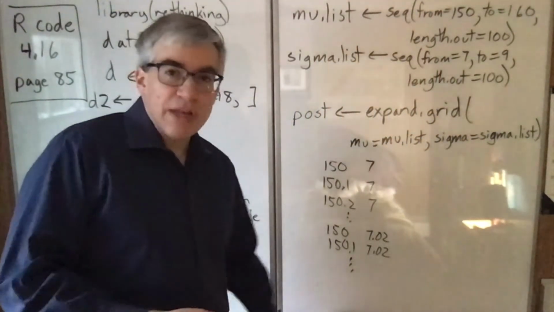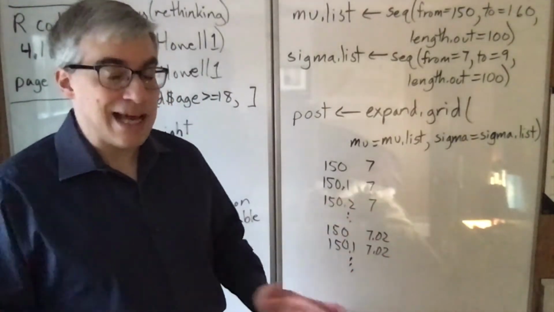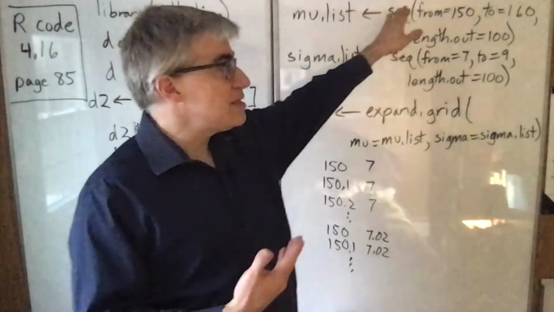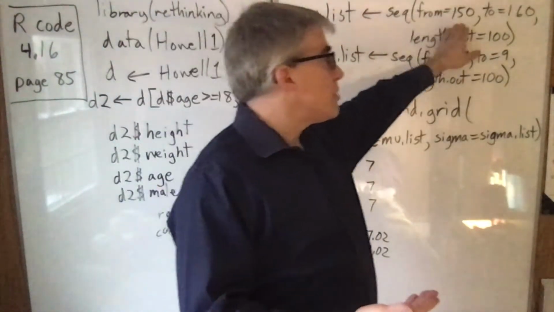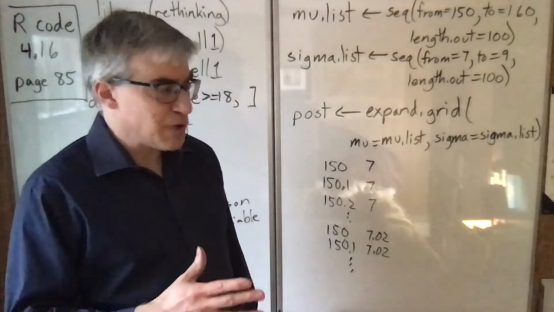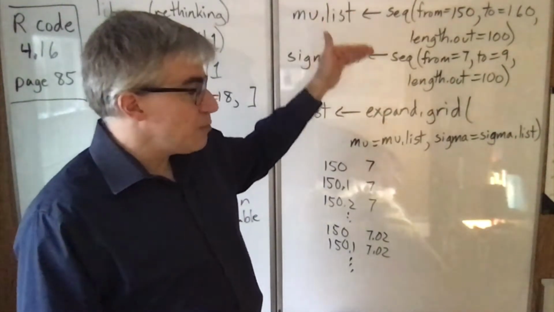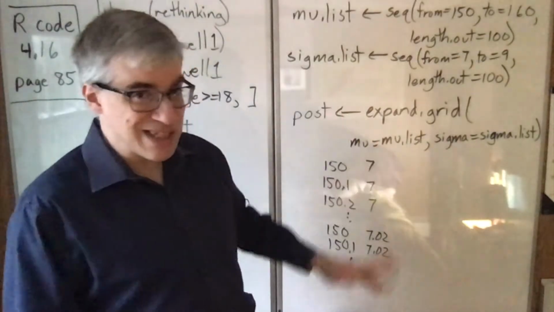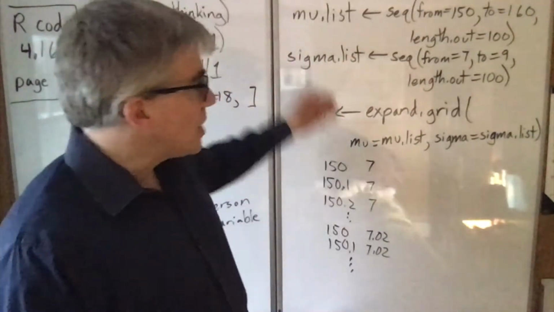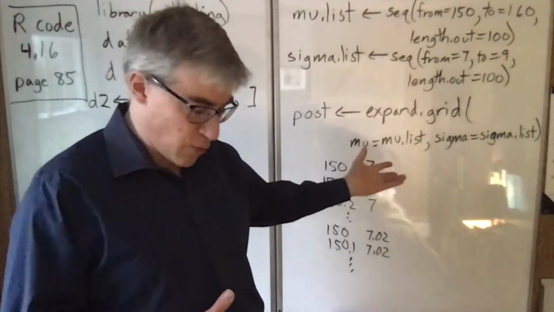The first couple of lines are fairly straightforward if you have any experience with coding in basically any language. mu.list is getting assigned a sequence of numbers from 150 to 160, 100 numbers long. Now, it's a bit of a fence post error. If you'd said 101 numbers, then it would have been 150, 150.1, 150.2 exactly. Because there's 100 numbers, there's going to be some messy decimals. So 150, 150.1-ish, 150.2-ish, and so forth.